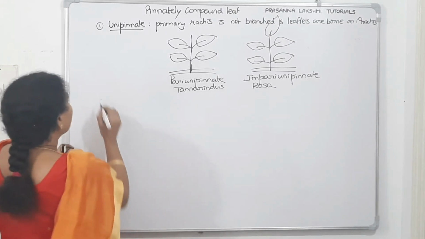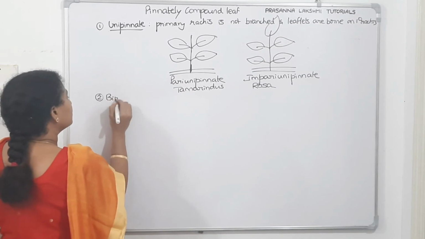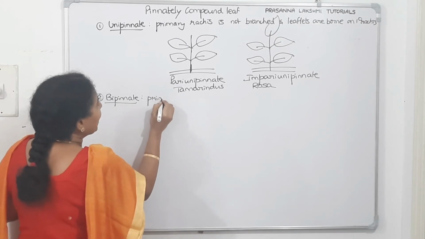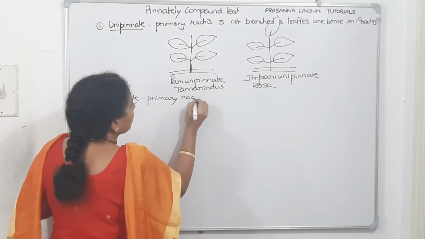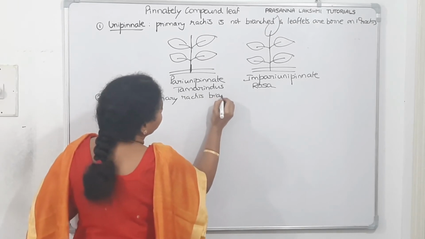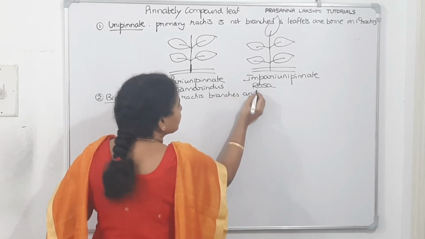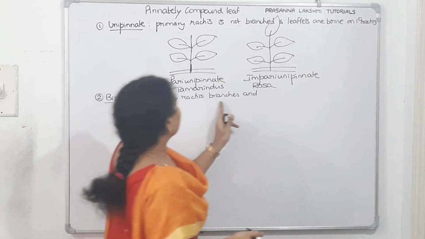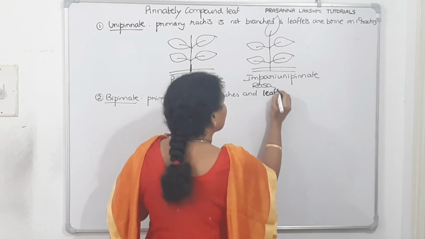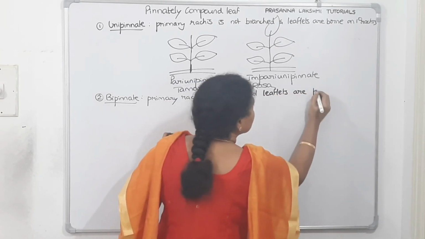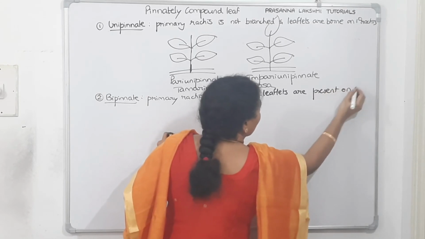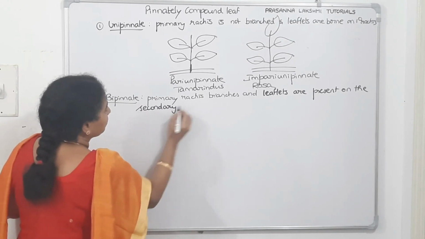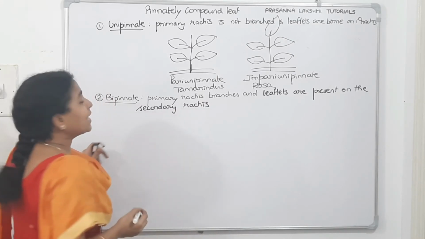Now when we go for bipinnate, in bipinnate we will tell the primary rachis branches. When it branches, it will make secondary rachis. Now, the leaflets are present on the secondary rachis. The primary rachis branches and leaflets are present, where are they present? They are present on the secondary rachis. Then that is called as bipinnate.